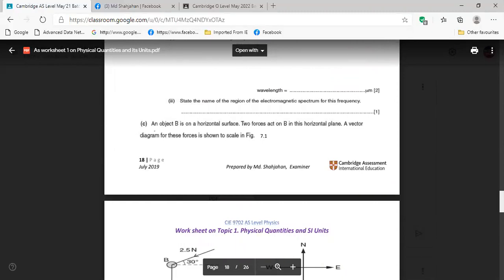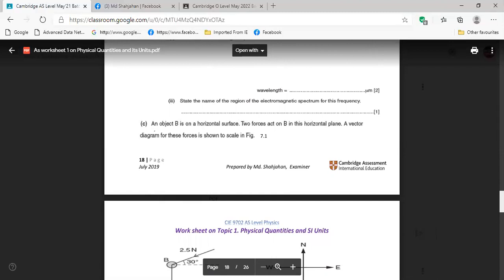A force of 7.5 Newton towards north and a force of 2.5 Newton from 30° north of east act on B. The mass of B is 750 kg. Sorry, sir, I read the wrong question. I don't see any 750 kg here. You see, I accidentally read D. You read from the screen, that will be better. Okay, sir.